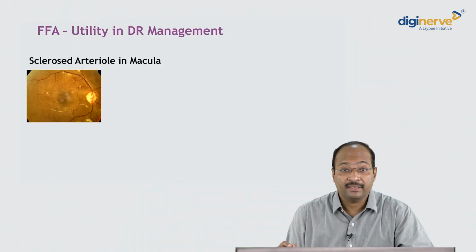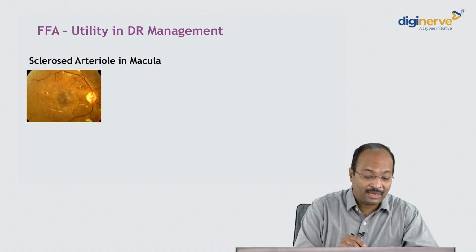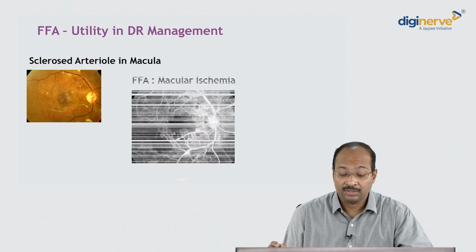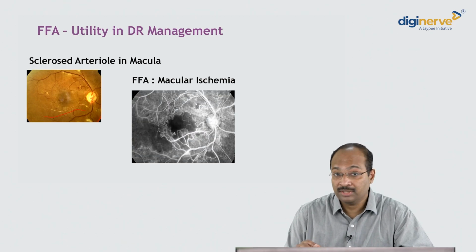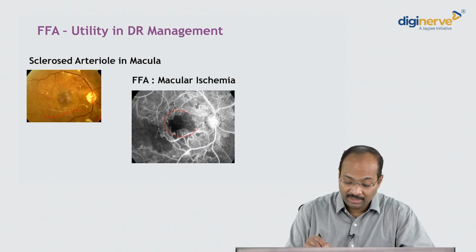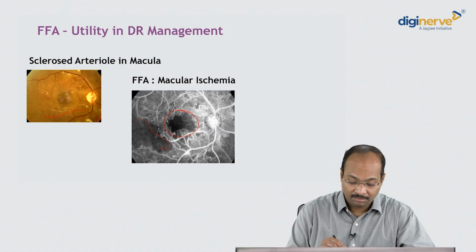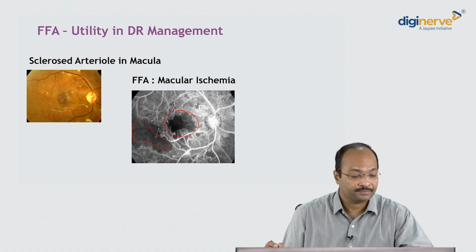So if you find a sclerosed arteriole in the macula like this, you might want to order a fluorescein angiogram, and you would not be too surprised to find macular ischemia as extensive as this, alongside capillary non-perfusion, as you can see here.